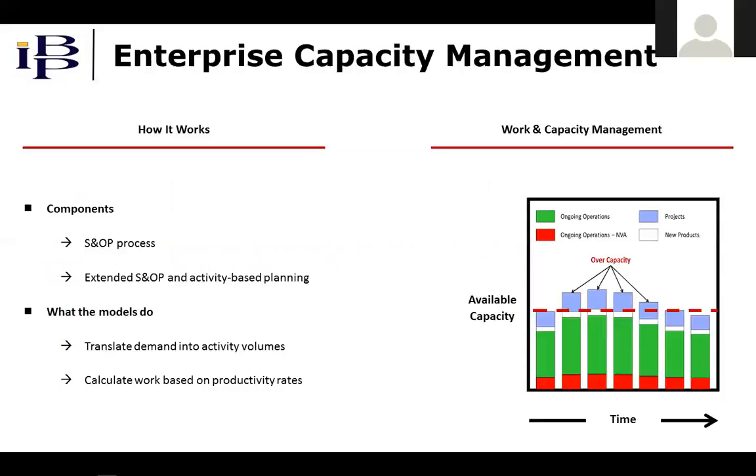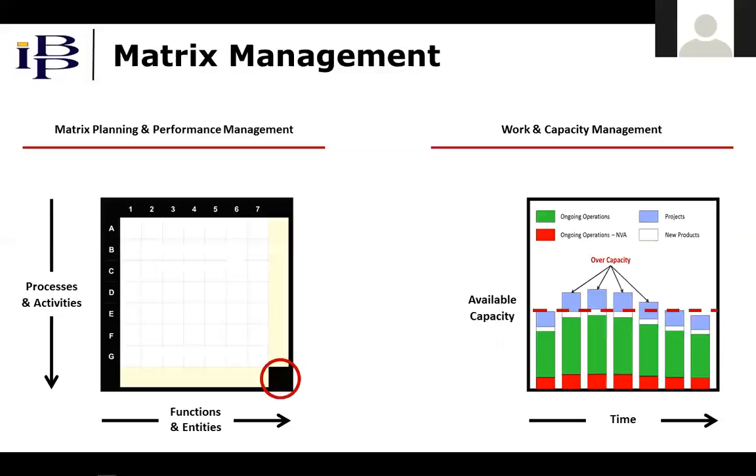So in terms of what this looks like, I start seeing this enterprise view of capacity. So I can translate my objectives or the volume of work into something that tells me how much work it's going to take. And anybody who does sales and operations planning, this should look fairly familiar to them. What the models do is translate demand into activity volumes and calculate work. Pretty basic math.